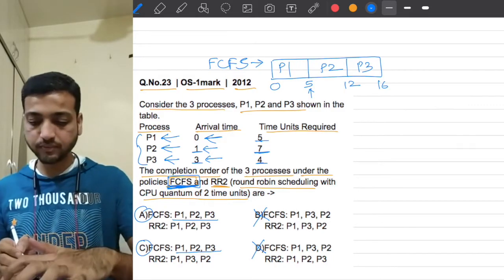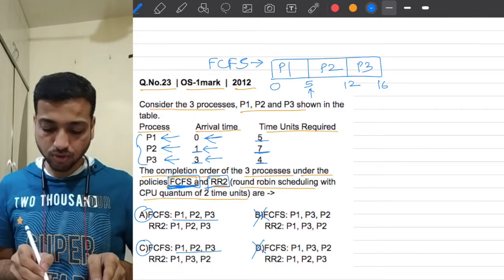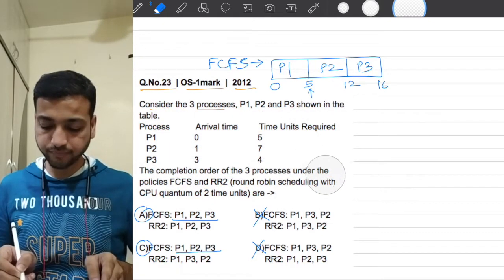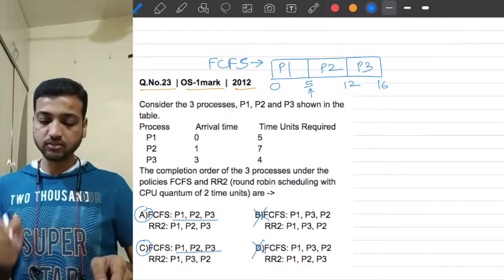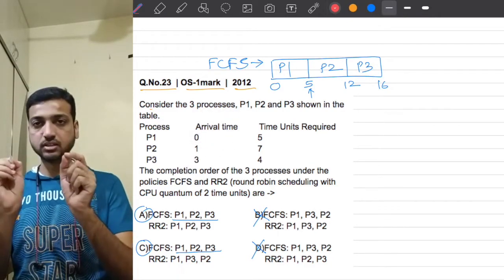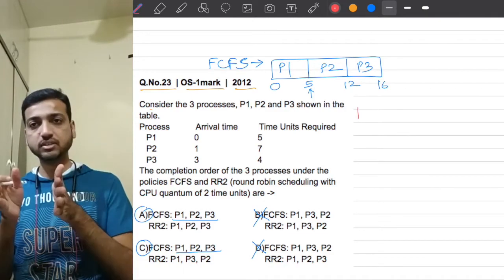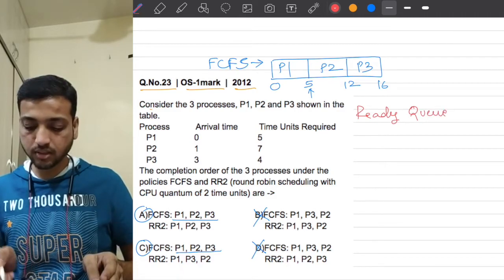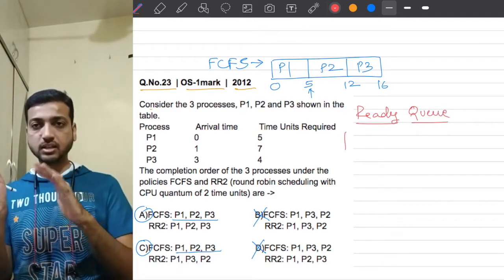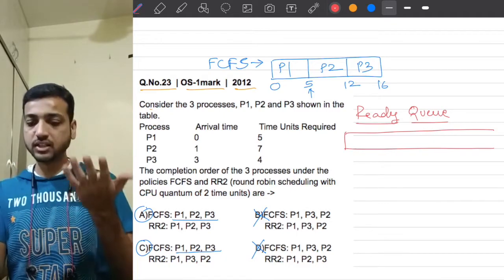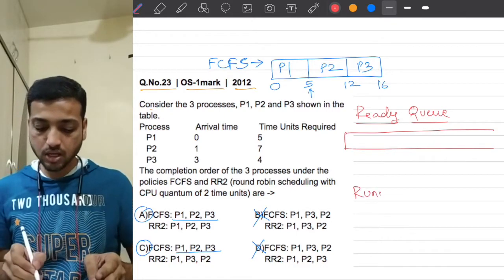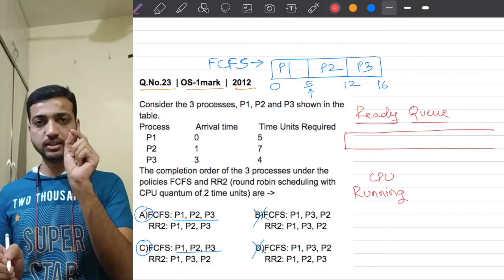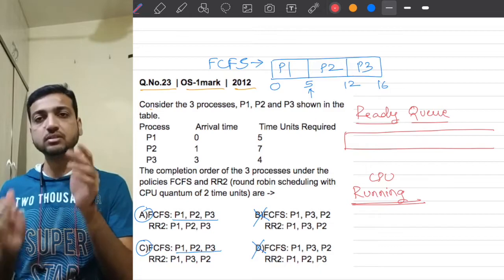Now let's come to RR2, which is round robin 2. To implement RR2, let me just clear this so that we can use it. Okay. Now for RR2, let's have two things. One is a ready queue. So this is a ready queue. Let me draw it like this. And one, let's have a running CPU. So here we'll list down the process which is running with the CPU.